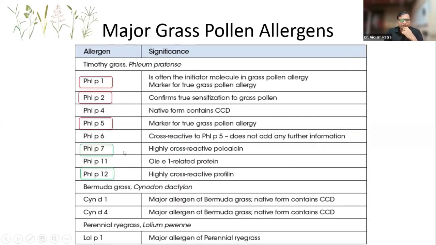One more thing we need to understand: if Phl p 7 is positive, then the chances of severe reactions are more, and they can show side effects or reactions to immunotherapy with the Timothy grass or grass pollen.